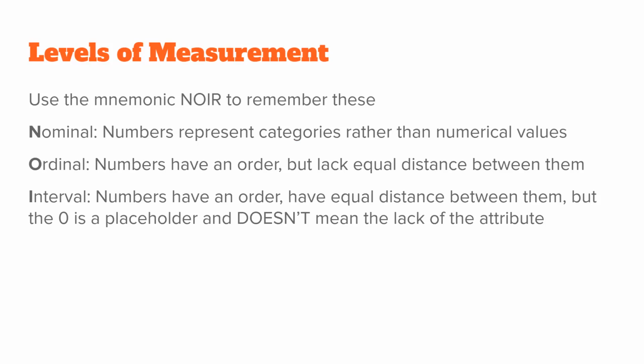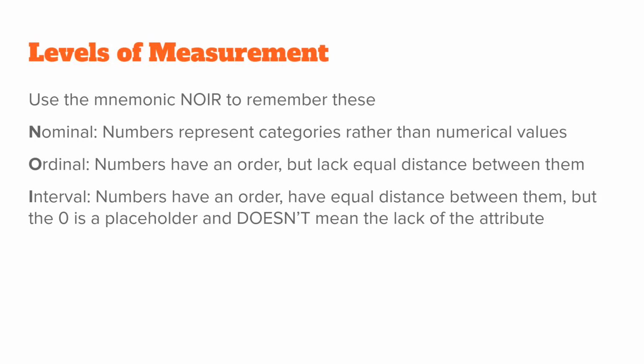The next level of measurement is the one that's the most difficult to understand, and this is interval data. This is when numbers have an order. They also have equally distanced intervals, but the 0 for interval data is a placeholder. It doesn't actually mean the lack of some attribute.